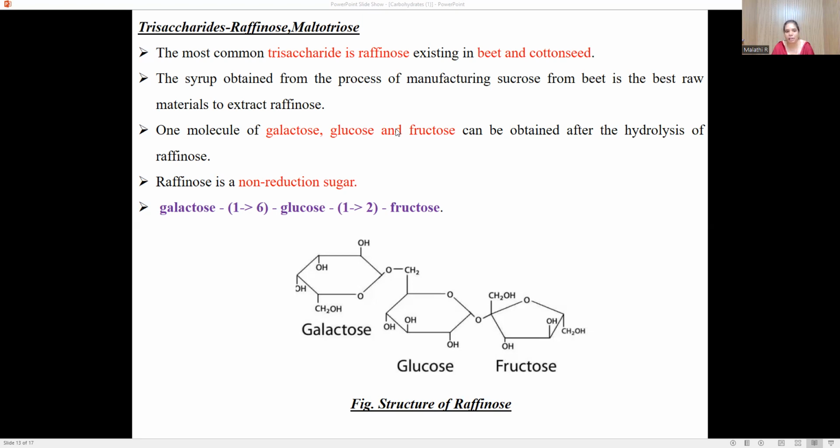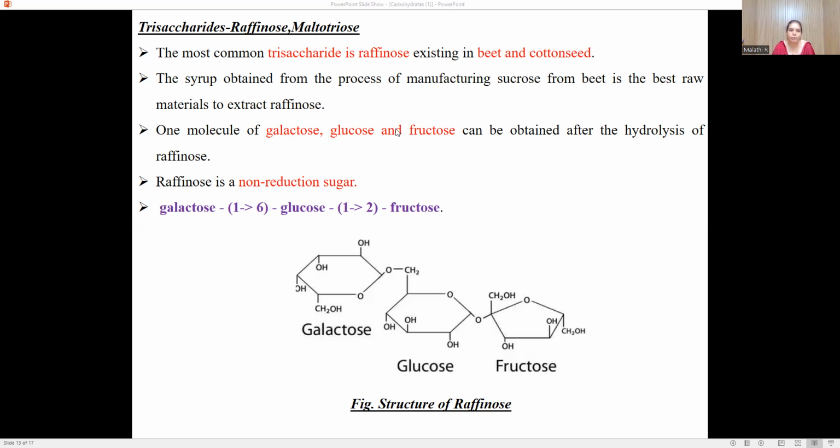As we discussed in the first class, there are certain sugars which can reduce Benedict's reagent as well as Fehling's reagent. If a sugar is not able to reduce, which means it cannot convert the blue copper solution to brick red, we call those sugars non-reducing sugars. So raffinose is one of the non-reducing sugars, existing along with sucrose, which is a disaccharide. Raffinose is a trisaccharide; sucrose is a disaccharide.